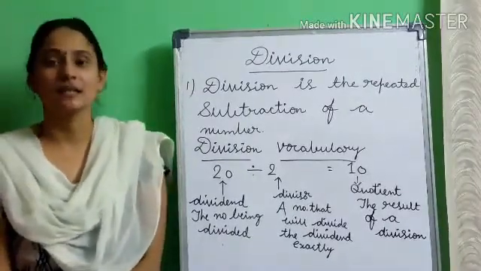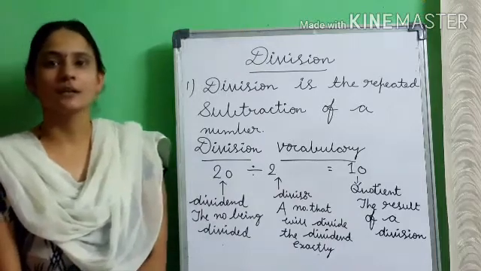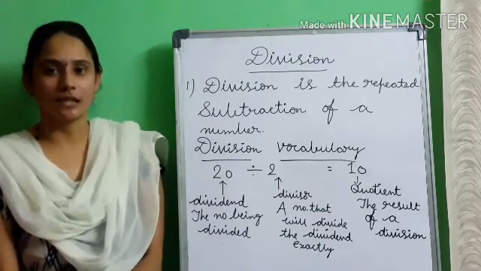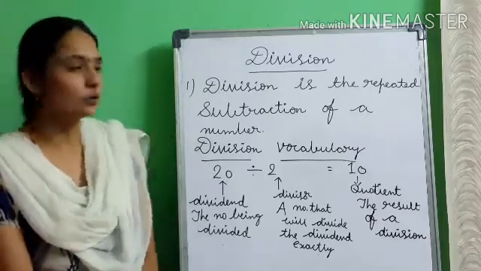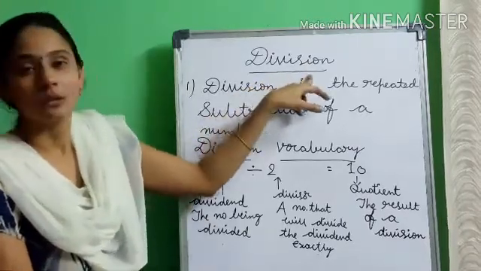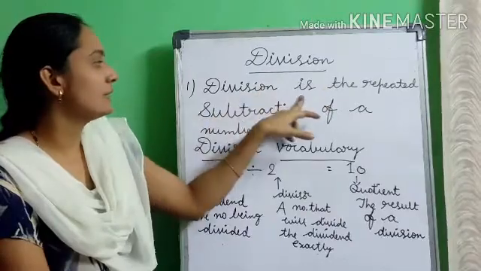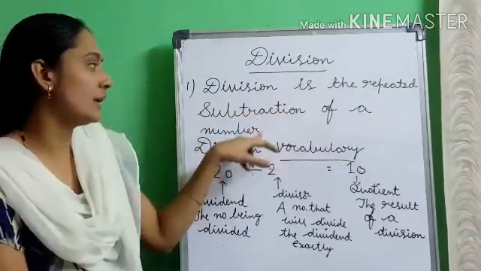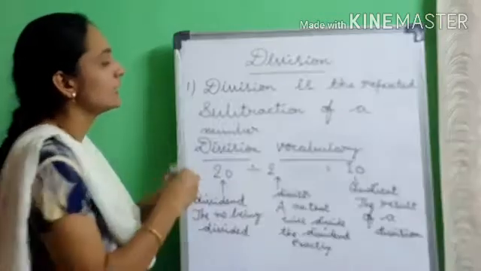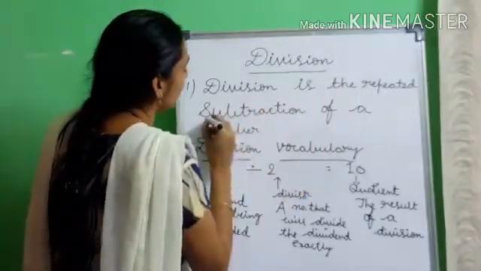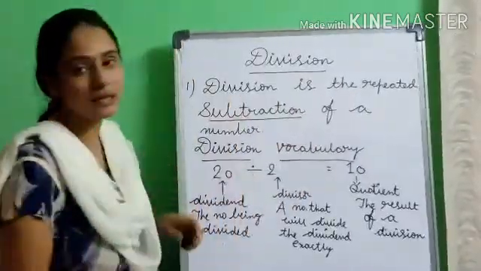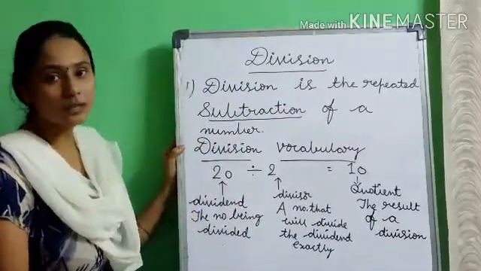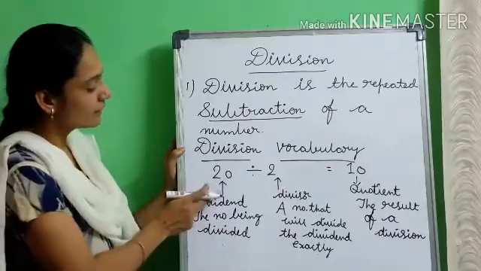Our mathematics class. Children, in the last class we discussed multiplication and the properties of multiplication. In today's session we are going to learn division. What is called division? Division is the repeated subtraction of a number. Division means repeated subtraction. And what are the terms used in division?